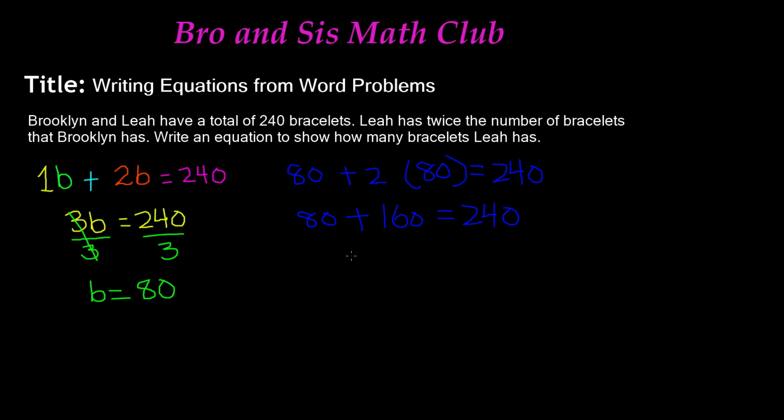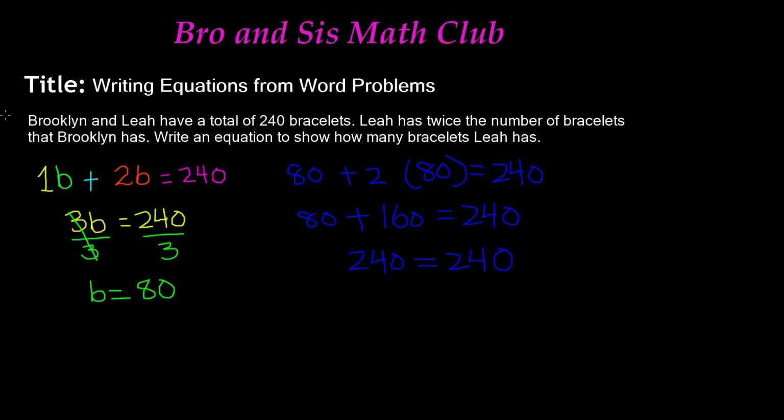160 plus 80 is equal to 240. And so 240 and 240 are equal to one another, of course. Therefore, our answer is correct. And so Leah has 160 bracelets, because if she has twice the number of bracelets that Brooklyn has, we multiply it by 2, so 80 times 2 is 160.